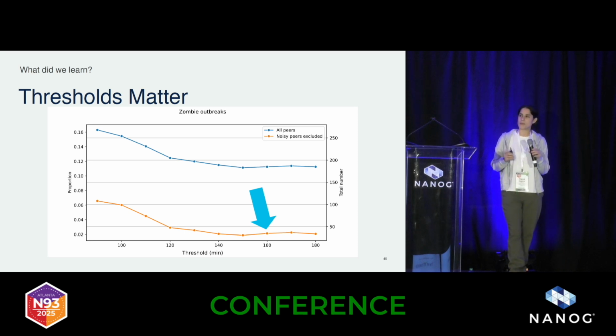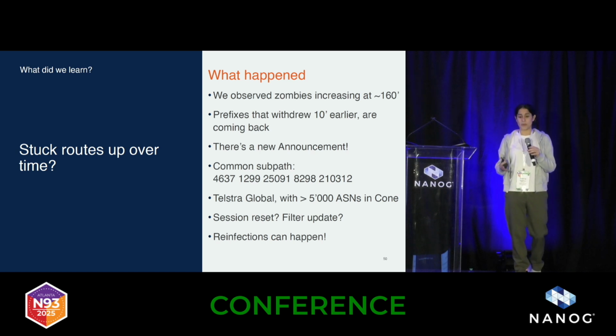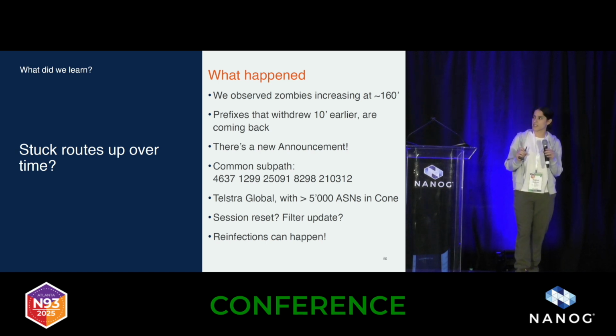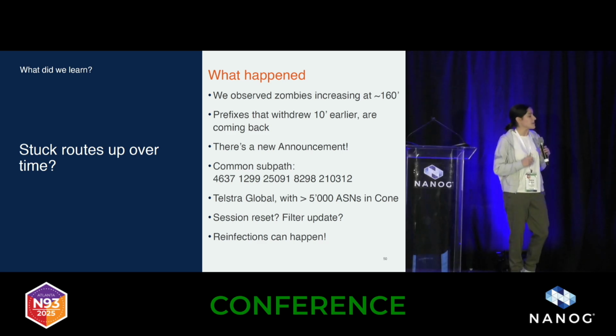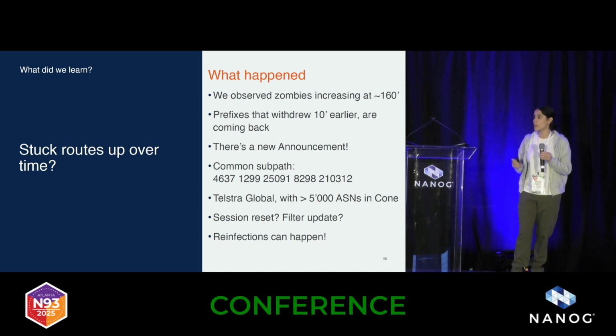Finally, another very interesting point was that around 2 hours and 40 minutes since the prefix withdrawal, we saw that the stuck routes started going up. So we investigated this odd behavior, and we saw that prefixes that had been withdrawn 10 minutes earlier reappeared again at this time point. So there was a new BGP announcement, probably forwarded by Telstra Global. We cannot know what exactly happened there, but if a configuration changed or a link that was down came back again, this could have caused a full routing table, including the stuck route, to be sent over again. So the key takeaway here is that zombies can reinfect otherwise clean hosts, even through normal network operations.